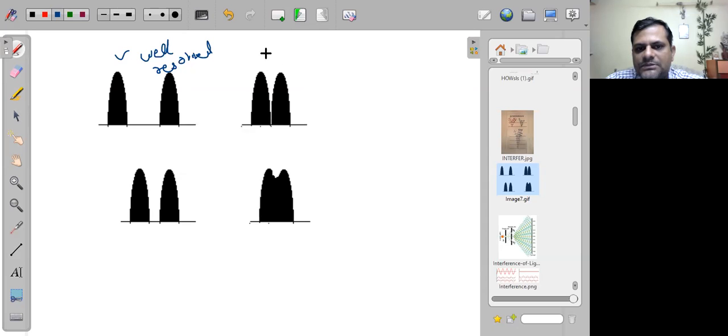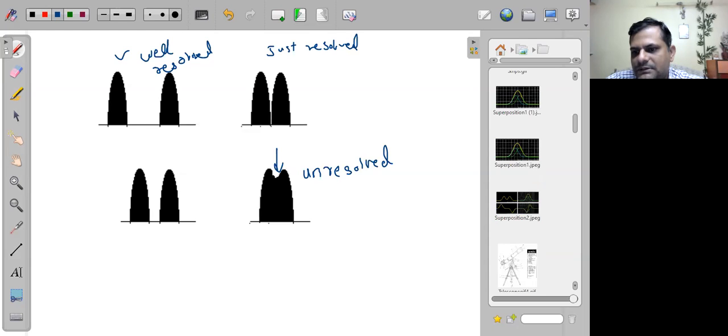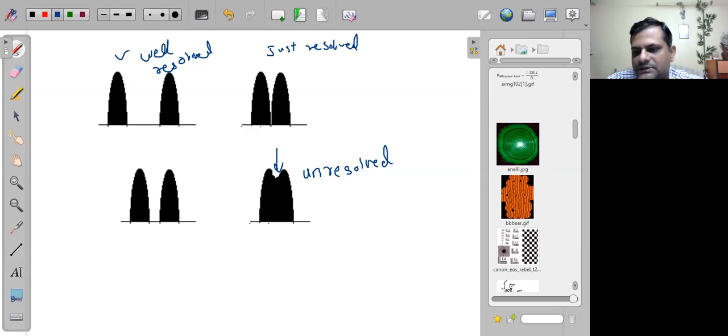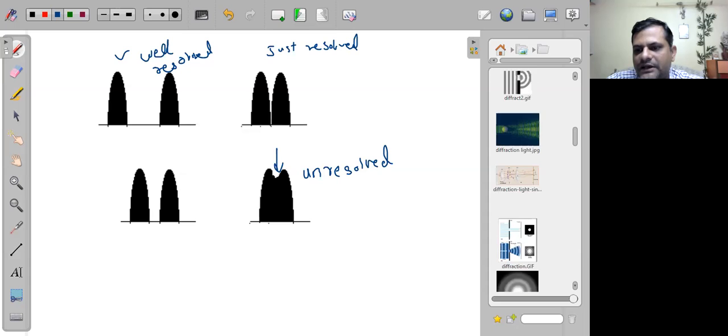But in this case we can just say that these are the just resolved images. Just resolved मतलब इसको हम just separate कर पा रहे हैं, लेकिन इस केस में separate करना बहुत मुश्किल है, तो इसलिए उसको हम बोलेंगे unresolved images. We cannot separate these two images from each other, and that's why it will be called as unresolved images in this way. This is called as the Rayleigh's criteria.